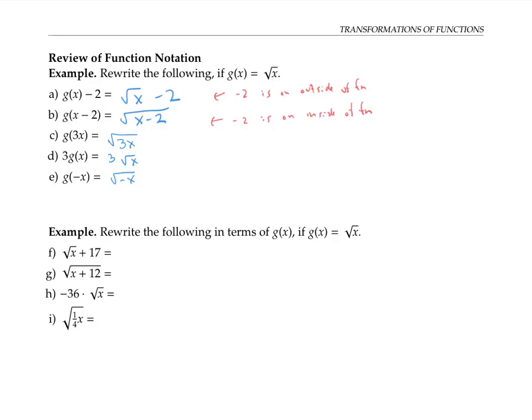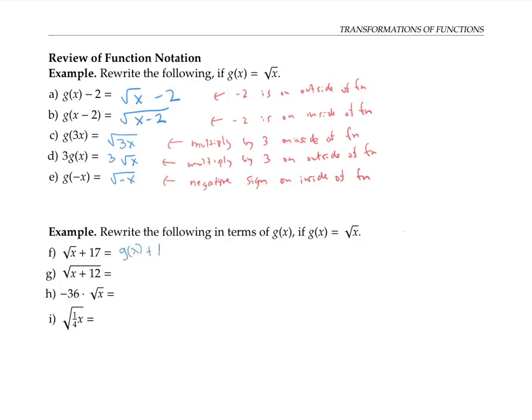Let me record which of these are inside and which of these are outside of my function. In this next set of examples, we're using the same function, g of x is square root of x, but this time we're starting with an expression with square roots in it and trying to write it in terms of g of x. So the first example, the plus 17 is on the outside of my function because I'm taking the square root of x first and then adding 17. So I can write this as g of x plus 17.